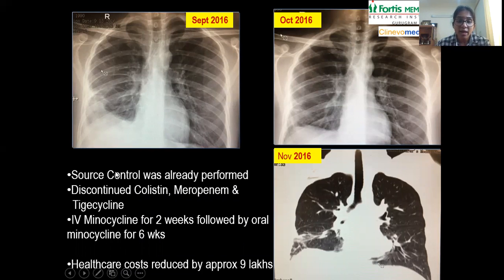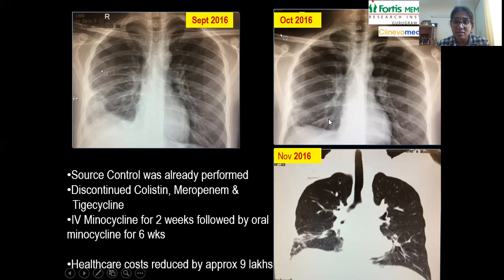In this patient, as the source control was already performed by the surgeon, we discontinued colistin, meropenem as well as tigecycline. All were discontinued, and this patient was initiated on IV minocycline initially. And look at the response. Within a few weeks, there was a significant response. By November, with 8 weeks of therapy, the patient had resolution of the empyema. He received IV initially for 2 weeks, and subsequently minocycline orally was given for 6 weeks.